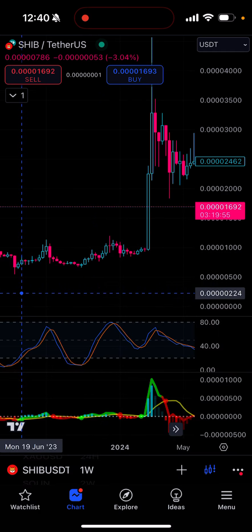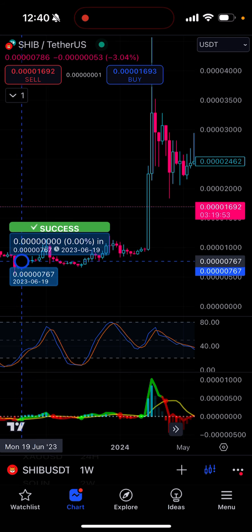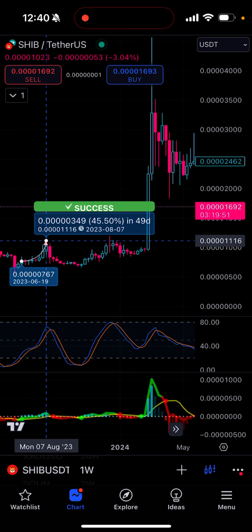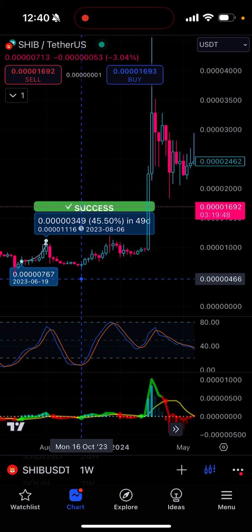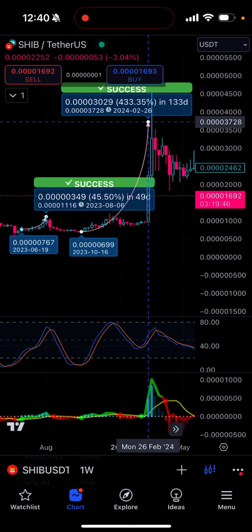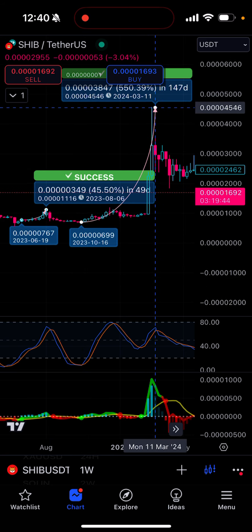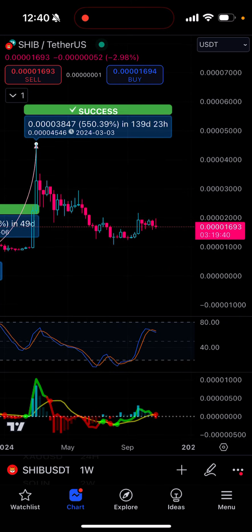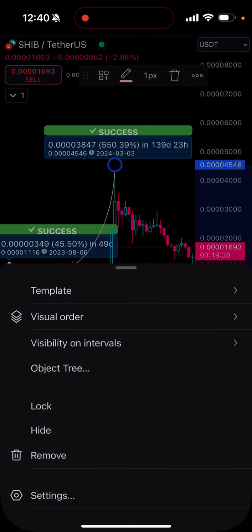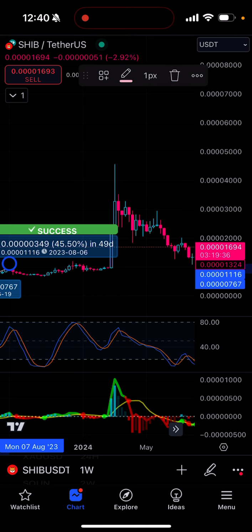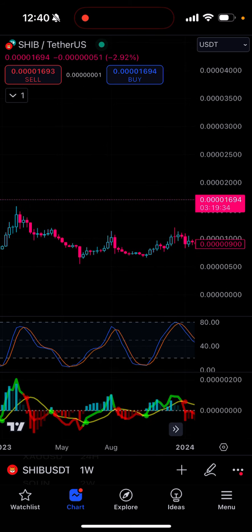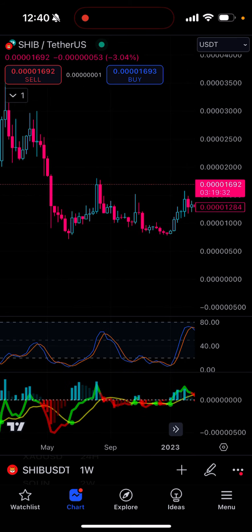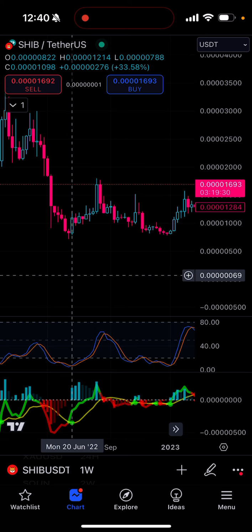So you would have bought here, right? You would have bought here before it pushed up. What is that? 45%. You would have bought here, right? Before it pushed up. There you go. 550%, right? So super easy, especially if you're swing trading this on the weekly and if you don't mind holding these cryptos for a couple of weeks, right? Because really that's all you care about.